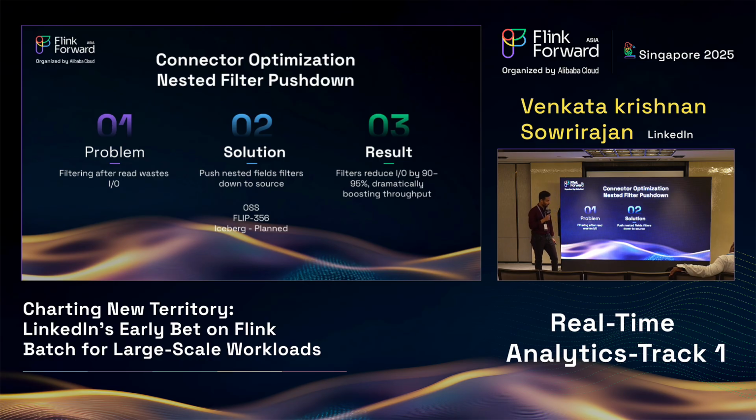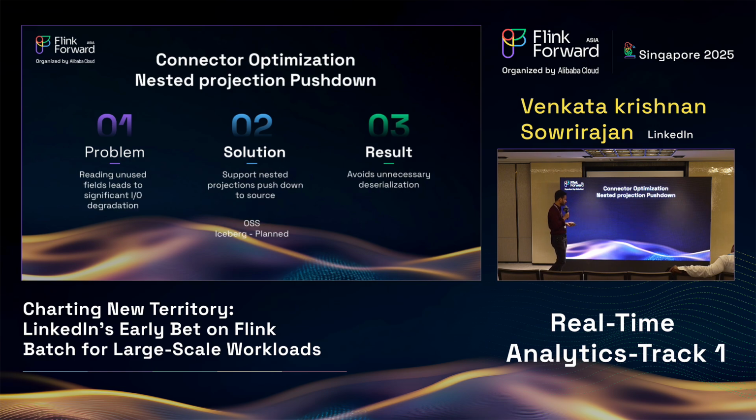So the solution is basically to add support for nested fields projection pushdown, both at Flink as well as on the connector layer, which we eventually contributed back to open source as well. Once we had this optimization, it dramatically boosted the I/O throughput, because this filtered out almost 90 to 95% of the disk seeks, as it is only reading and deserializing the data where the filter matches.